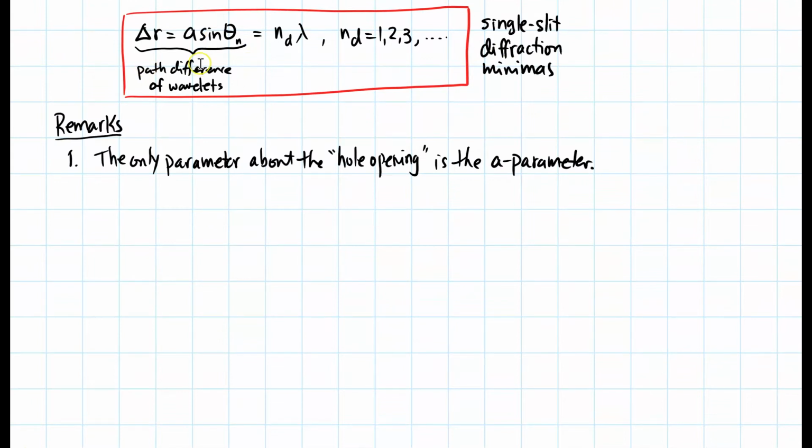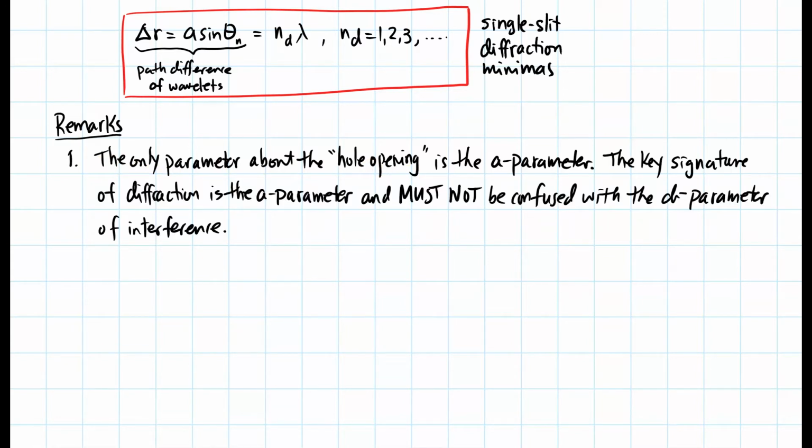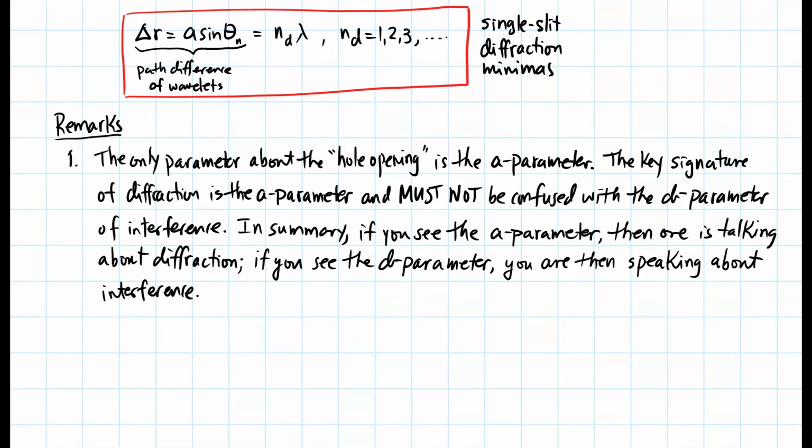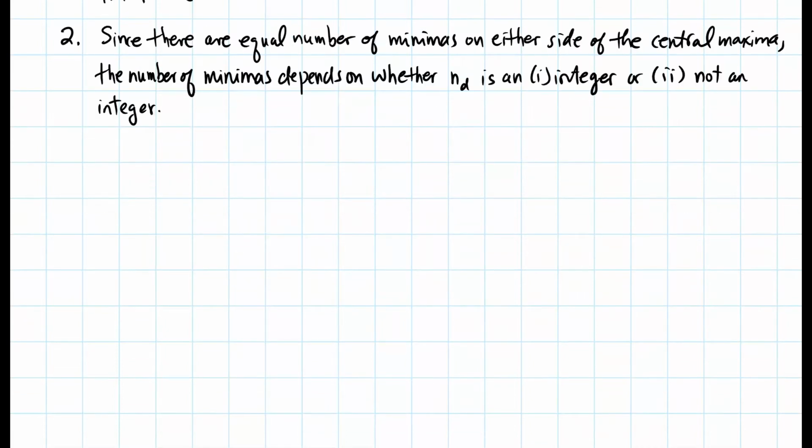This is what you get for single slit diffraction minimas. Let's make some remarks on this relationship. 1. The only parameter about the whole opening is the A parameter. The key signature of diffraction is the A parameter and must not be confused with the D parameter of interference. In summary, if you see the A parameter, then one is talking about diffraction. If you see the D parameter, you are speaking about interference. 2. Since there are equal number of minimas on either side of the central max, the number of minimas depends on whether ND is an integer or is not an integer.